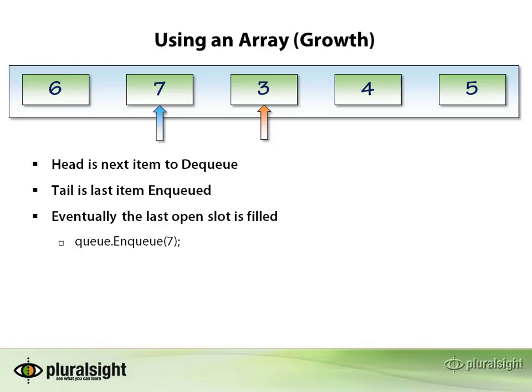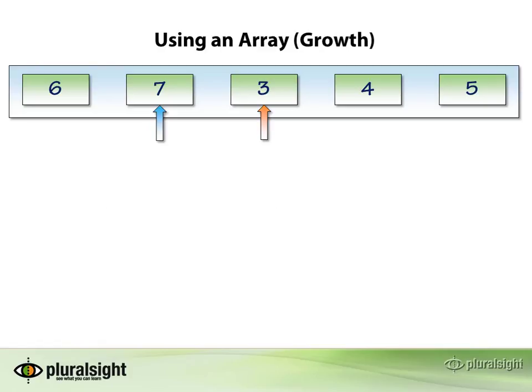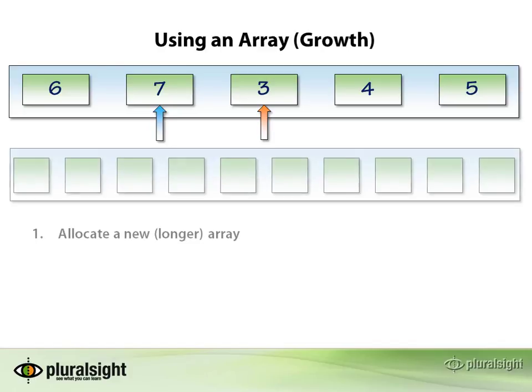So the question now, with the array being full, is what should happen if enqueue is called yet again? Should an exception be thrown? Or should the array grow to accommodate more items? Well, let's take a look at the case where we choose to grow the array. The first thing we'll need to do is allocate a longer array. This array is twice as long as the original array.